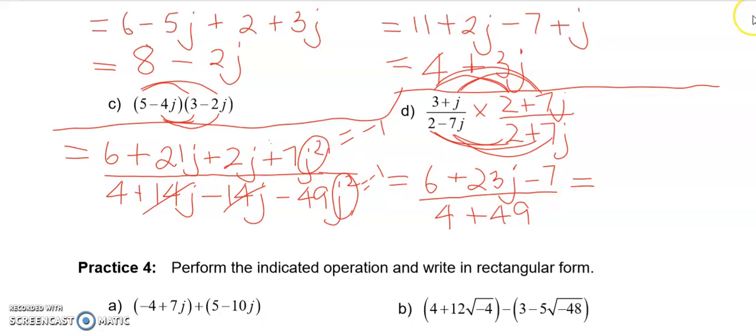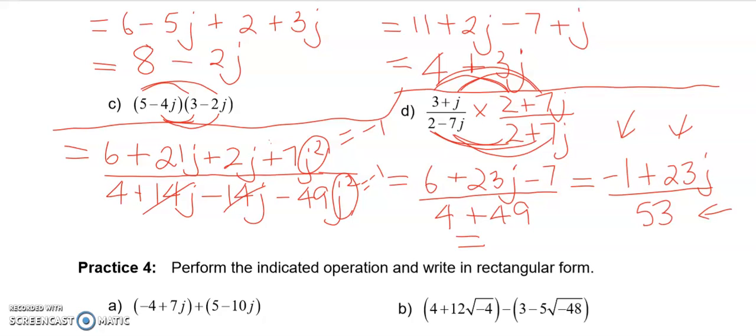So now this becomes 6 take away 7, that's negative 1 plus 23j divided by 4 plus 49, 53. Now, you can leave your answer like this if you want. Be aware that sometimes the result may simplify. You have three terms, the -1, you have 23j, and you have 53 on the bottom. If those three terms shared a common factor greater than 1, you could divide all three terms, but it has to be all three, by that common factor. Now, like I said, you can leave the answer looking just like that, which is fine.